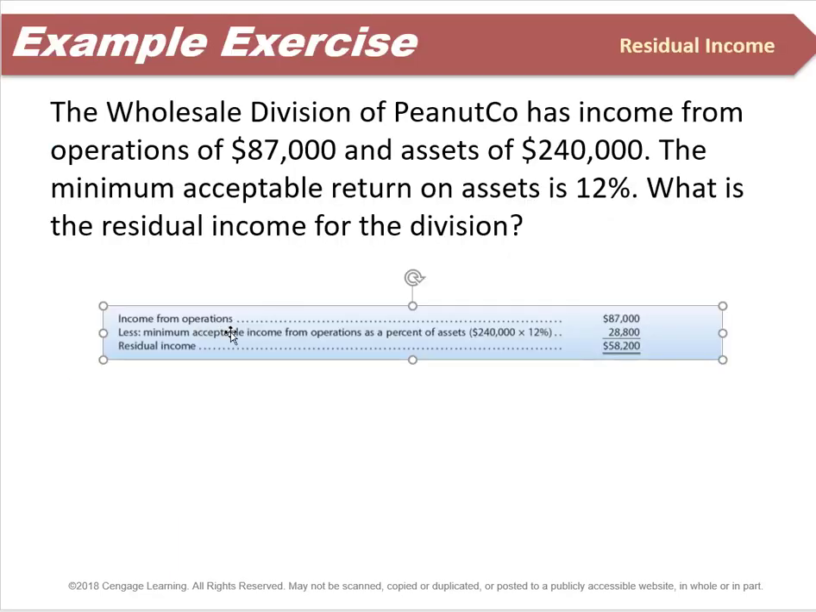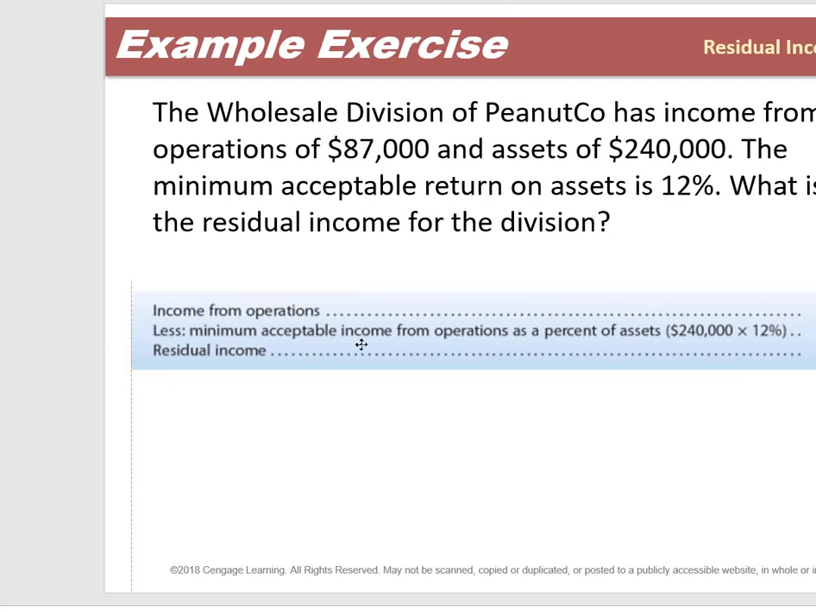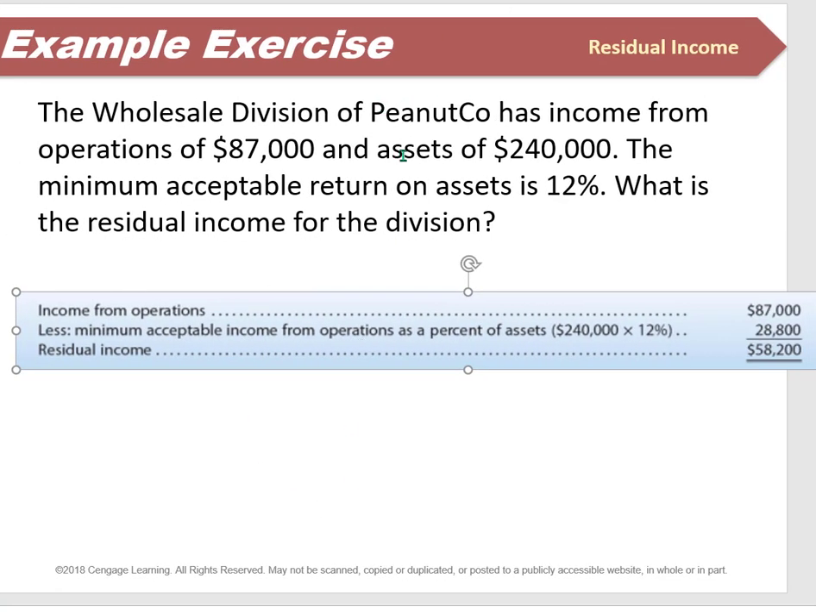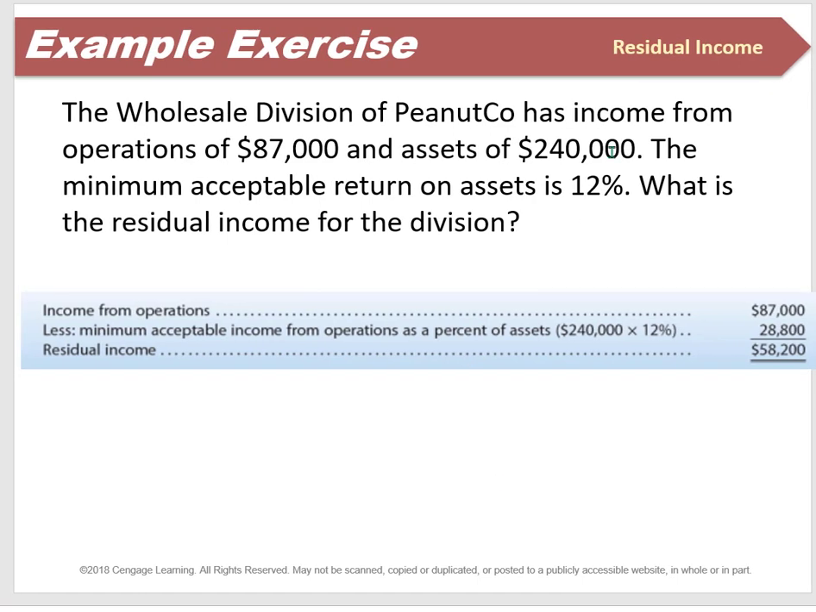All right, so here's another little tiny chart here. This is the wholesale division of Peanut Company. His income from operations of $87,000. I don't know if you can see that. $87,000. Assets of $240, and the minimum acceptable return on assets is 12%. So we're going to take $240 times 12%, and that gives us $28,800. The residual income is $58,200. Okay.